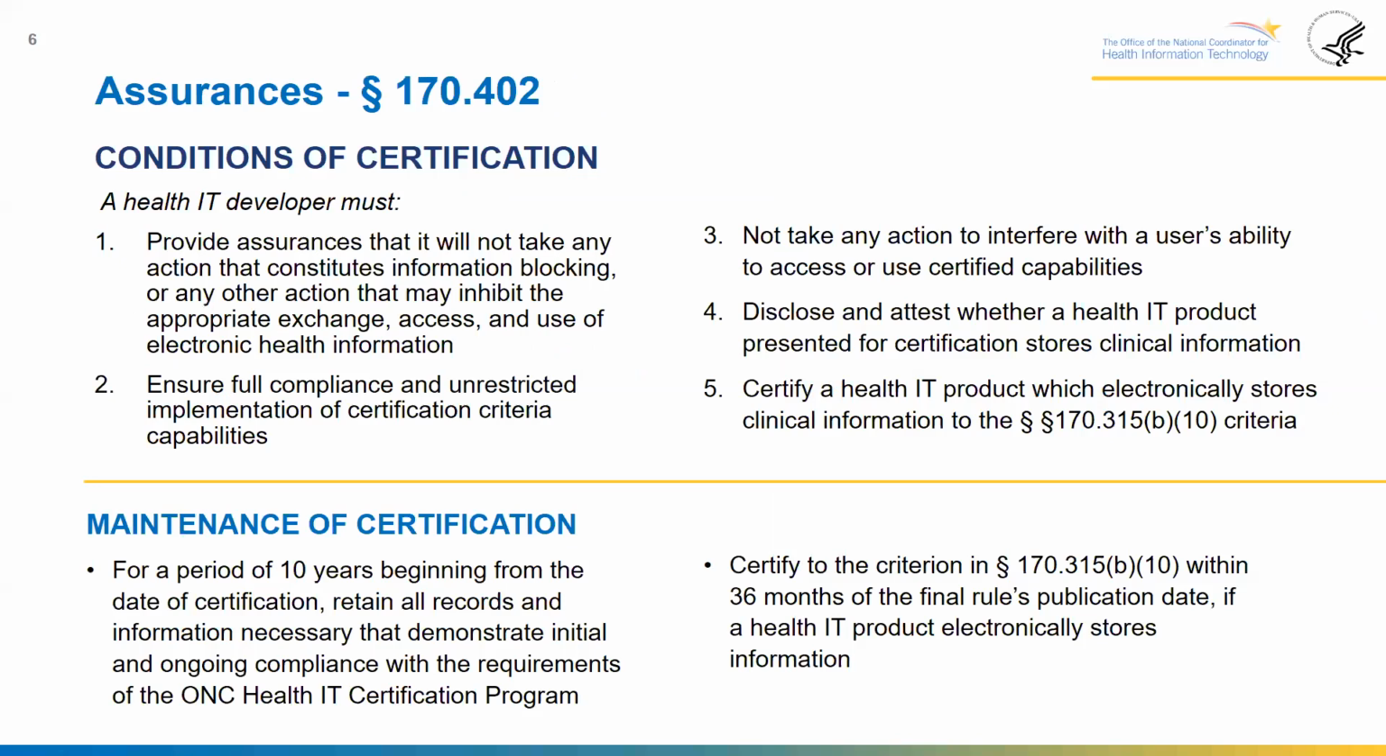So the second condition of certification is assurances. Essentially, a developer is providing an assurance that they are conforming to the full scope of certification criteria to which their module is certified. In many ways, this is nothing new. ONC has always expected this as part of the ONC Health IT certification program. This does add several of the new Cures requirements. So you will see you're providing an assurance that you didn't do things related to information blocking.